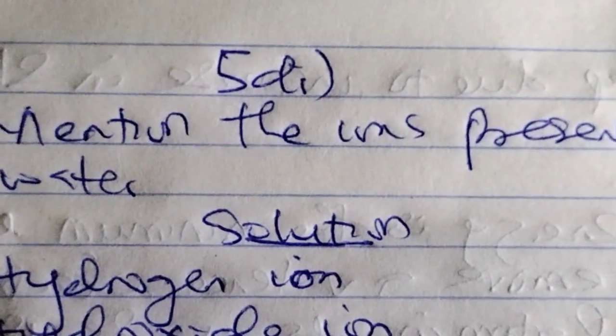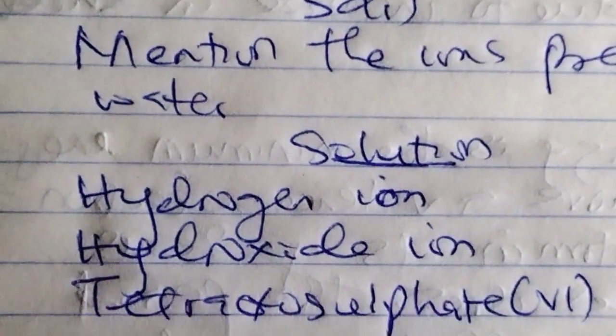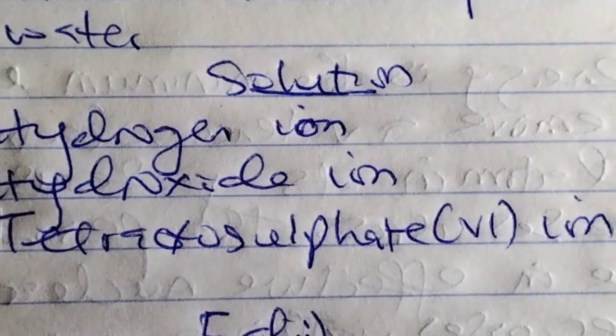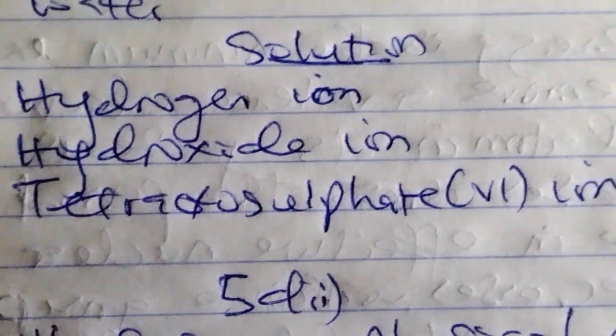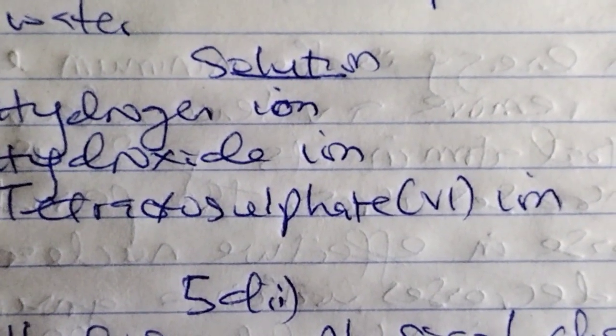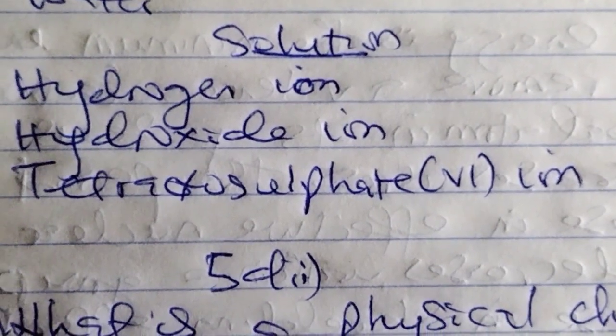5D says, DI. Mention the ions present in acidified water. Solution: hydrogen ion, hydroxide ion, and then tetraoxosulphate(VI) ion. So there are 3 ions there: hydrogen ion, hydroxide ion, and tetraoxosulphate(VI) ion.